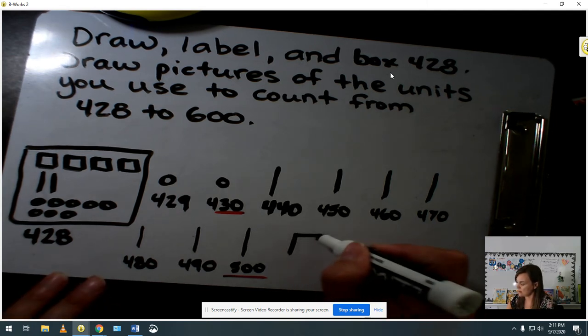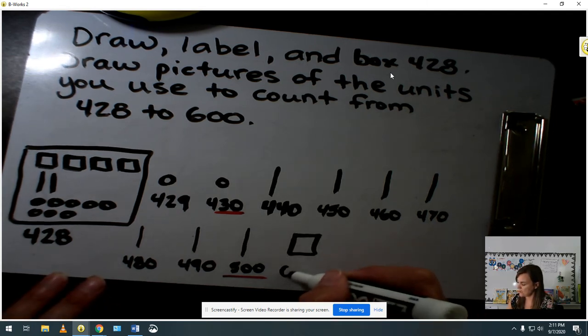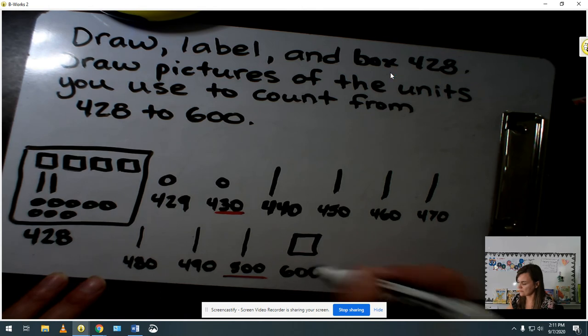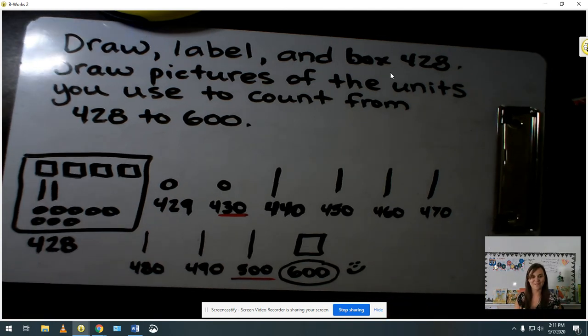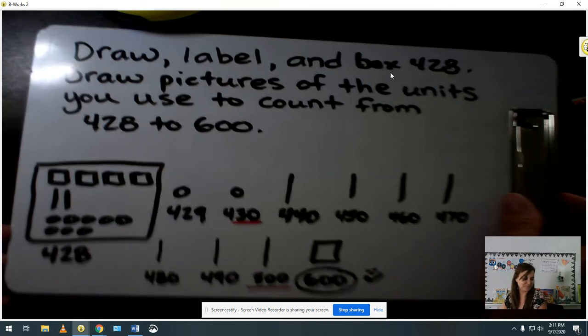So I'm going to draw a square. 600 if I'm counting by hundreds. And guess what? That was my goal. So I'm going to circle my goal. I'm going to give myself a smiley face. I did it. I made my goal. Let's try another one.